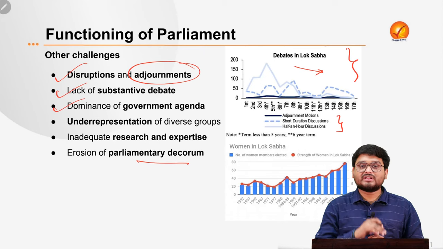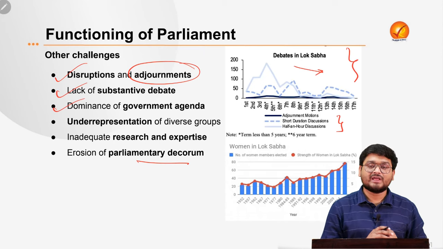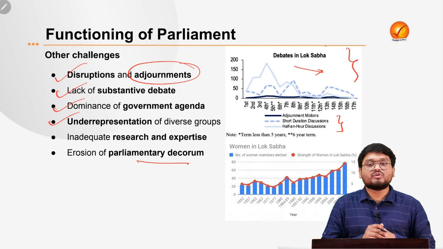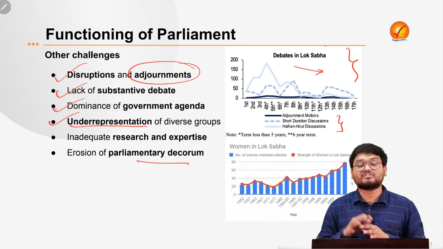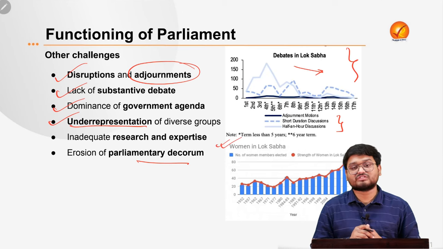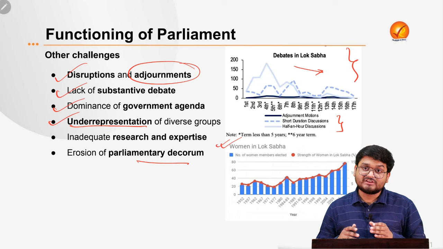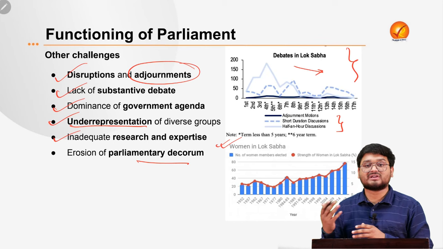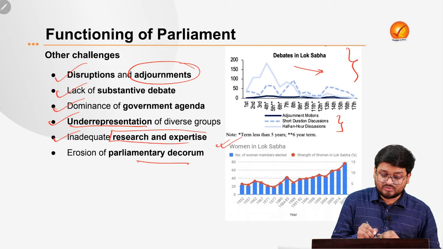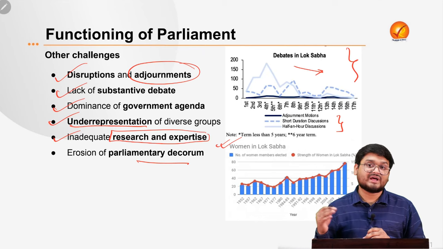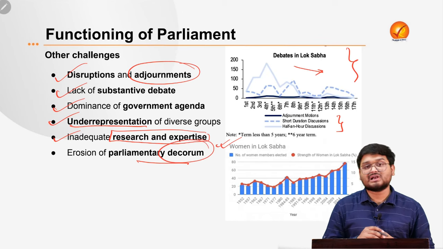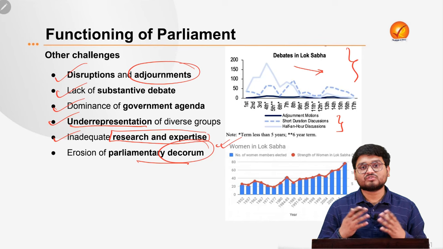Next, it has sometimes been alleged by various political critics that the government of the day is propagating some of its agenda in the house. Then we also find an underrepresentation of diverse groups, such as women in the Lok Sabha, compared to nations such as Bangladesh, which have even more representation of women in their legislatures. Then, research, debate and expertise in the house are also on the decline, particularly due to the lack of research expertise and know-how with individual private members of parliament. And finally, we also see a lack of parliamentary decorum with unparliamentary behavior nowadays. So these are the various challenges which you can mention in your answers.